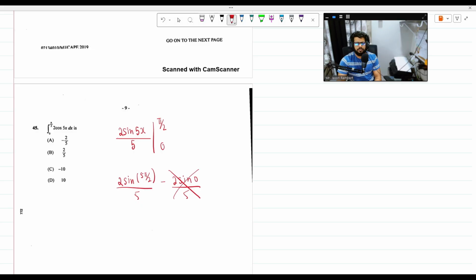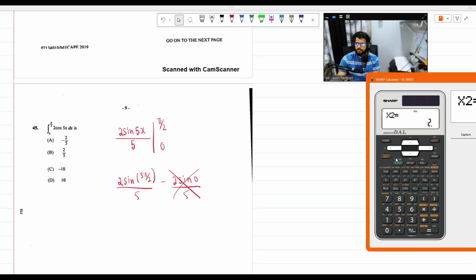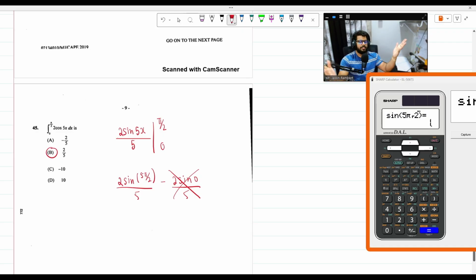Sine of 0 is 0. What is sine of 5 pi on 2? Let's check and see. Sine of 5 pi on 2. Oh, I had to put my calculator back in radian measure. Sine of 5 pi on 2 is 1, so my answer is going to be 2/5. And that's it for 2019.